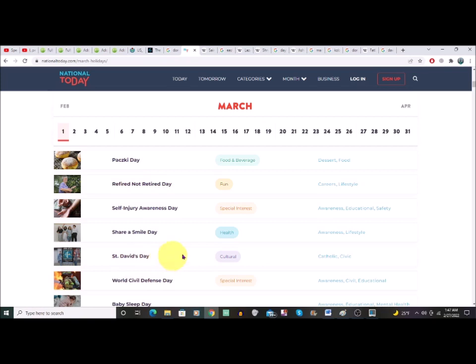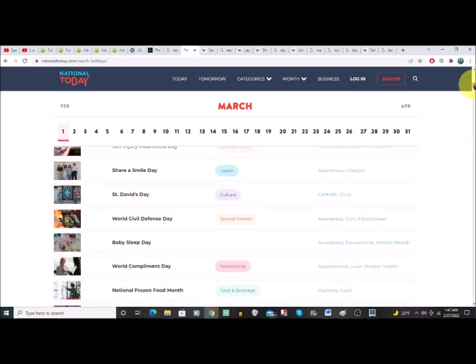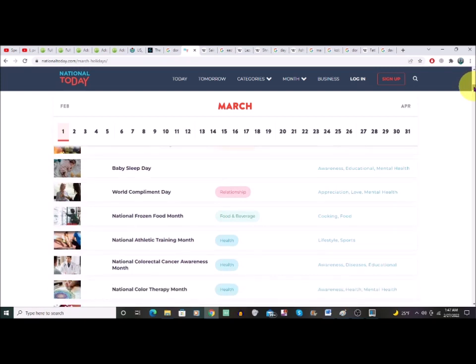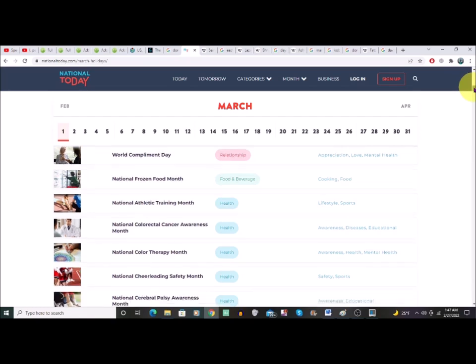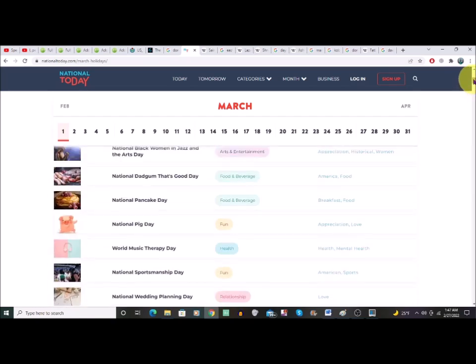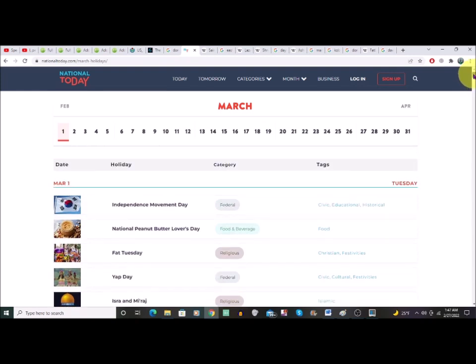We got St. David's Day, yes. Good. Share a smile day. Baby sleep day. I mean, come on, look at these. Frozen. Winter months now. So anyway, that's interesting. Some of those days. But what we want to look at is this Fat Tuesday, Shrove Tuesday, right? Because this is where it starts getting even more interesting.